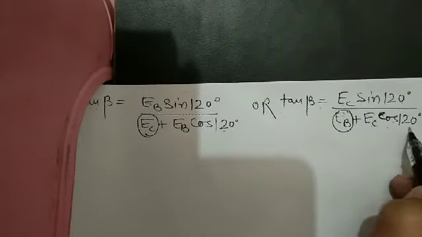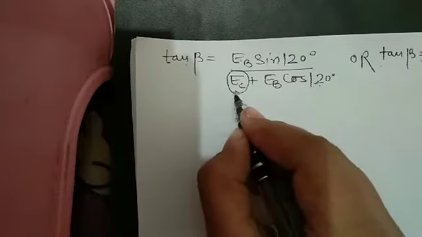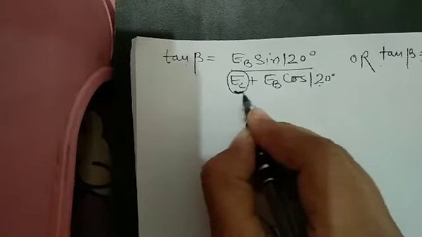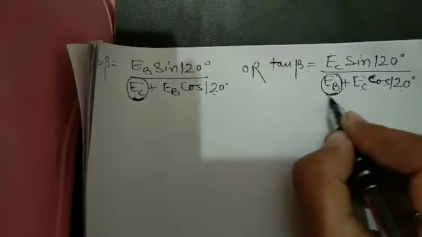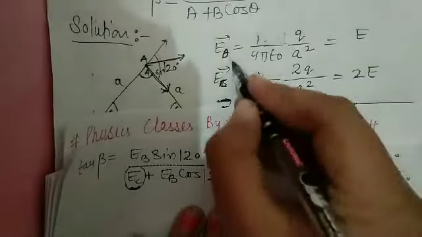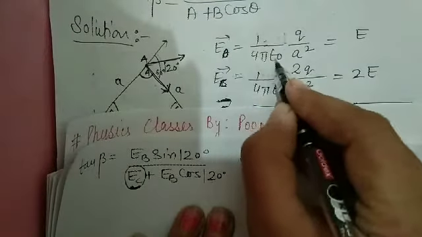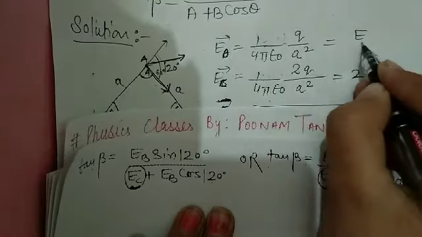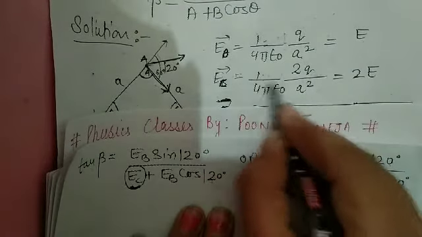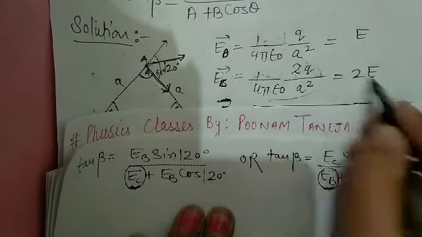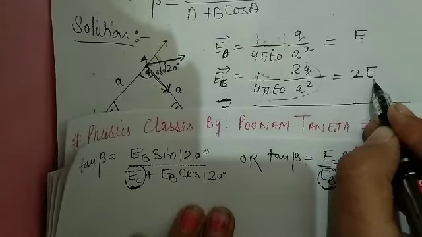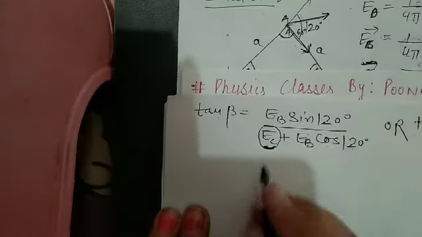What is the difference between these two? This will give the resultant angle with the EC, and this will give us the resultant angle with EB. You can take any one. So as per the previous, we can consider that EB is equal to 1 upon 4 pi epsilon naught Q by A square, let it be E, and EC equals 1 upon 4 pi epsilon naught 2Q by A square. Same it is, so I can consider it twice of E. Just for the sake of convenience I have considered it here.